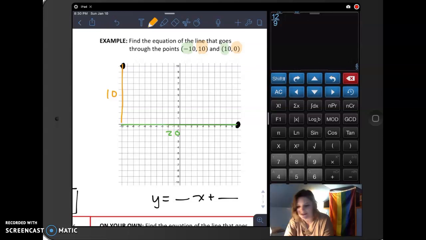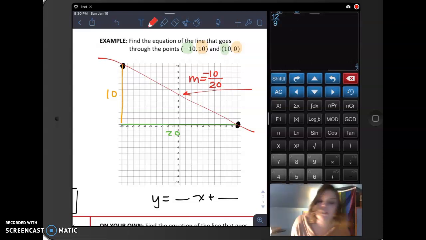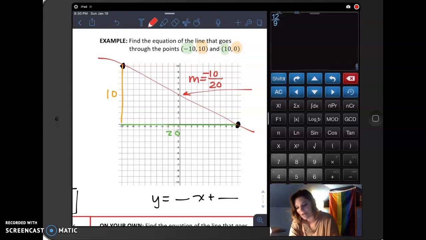So 0 to 10 is 10. So our slope here is going to be rise of 10 over the run of 20. And we can clearly see that's going to be a negative slope, right? And our estimate for our b is going to be positive 5. But we want to make sure we really are absolutely positive about that. So let's reduce our slope.